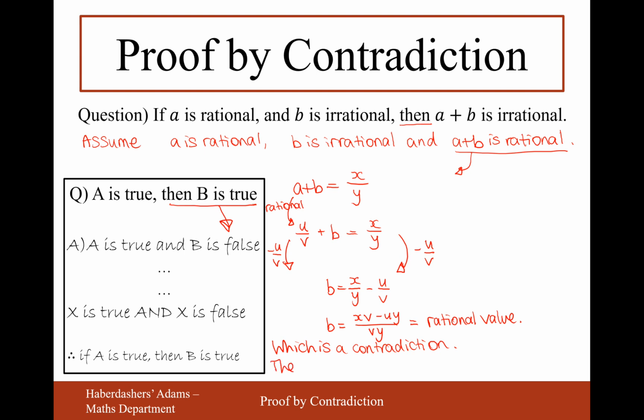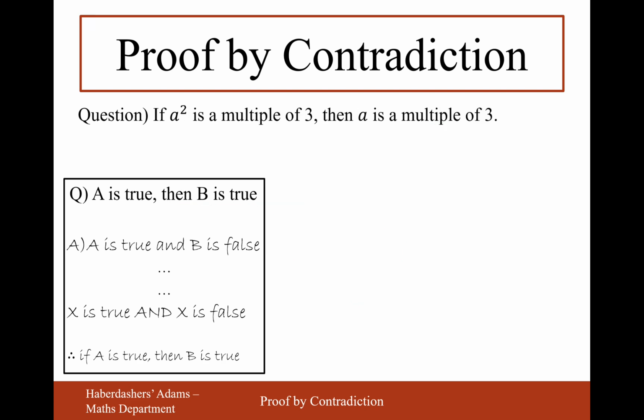So therefore, these statements that we've used to get to this contradiction must be false. So therefore, the original statements must be true. So therefore, if A is rational, B is irrational, then A plus B is irrational. So there we are, that's the answer to this question. Okay, so moving on to the next one.